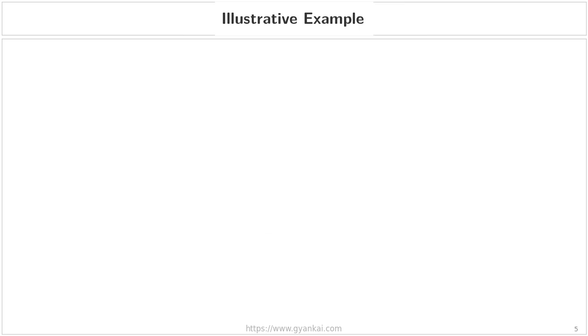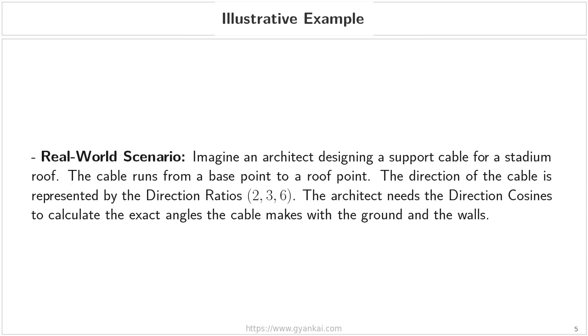Illustrative example. Now that we have derived the formula and understood the step-by-step process, let's put everything we've learned into practice with a concrete example. Imagine a real-world scenario. An architect is designing a support cable for a stadium roof. This cable stretches from a base point on the ground to a specific point on the roof. To represent the orientation of this cable, we are given the direction ratios as 2, 3, and 6.